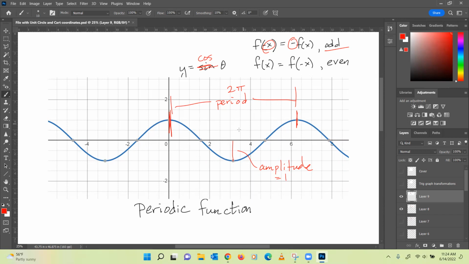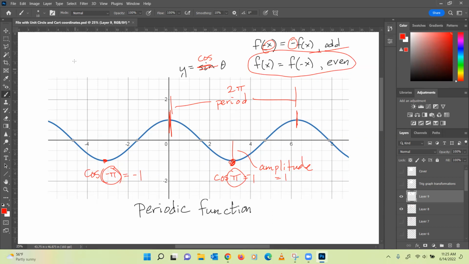Now let's look at some values here. Let's look at pi. So the cosine of pi is -1. Let's look at the cosine of negative pi. Cosine of negative pi is also -1. So now we're in this case where f of positive pi equals f of negative pi. We got the same y value. So cosine is an even function. Sine is an odd function.